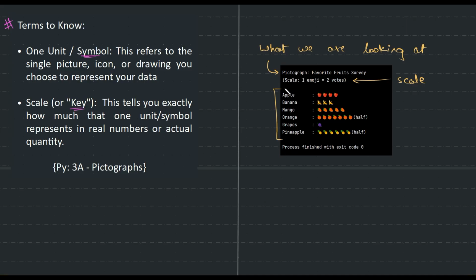Here, I would want you to understand symbols. These are your symbols. Generally, we use one, but here I have shown many. And the scale is this. Scale talks about how much each of these symbols represents. Each of these symbols represents 2 votes. This can be 20 votes or 200 votes or 2000 votes. That depends on the survey. In this case, it's just 2 votes.